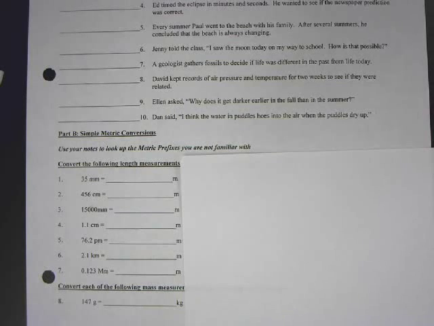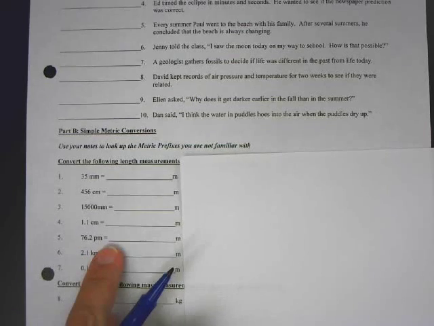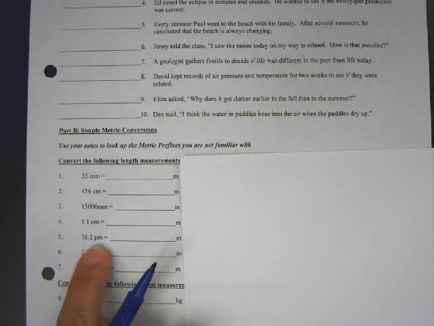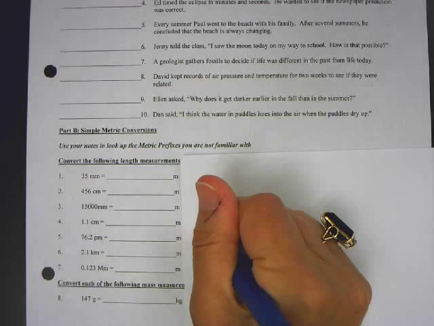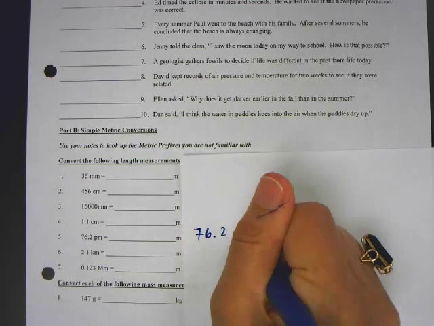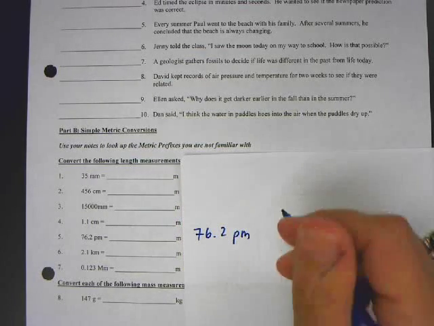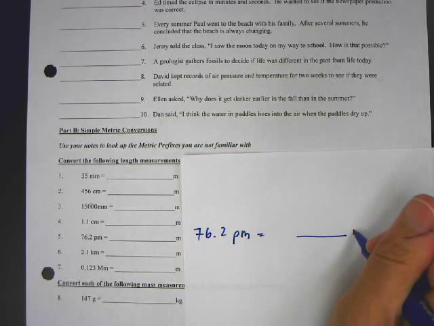All right, so let's look at some of these examples. Let's actually start working on the homework. So let's look at number 5. Number 5 says 76.2, and it says P. 76.2, P is a prefix that means pico, and I want to know how many meters that's going to be.